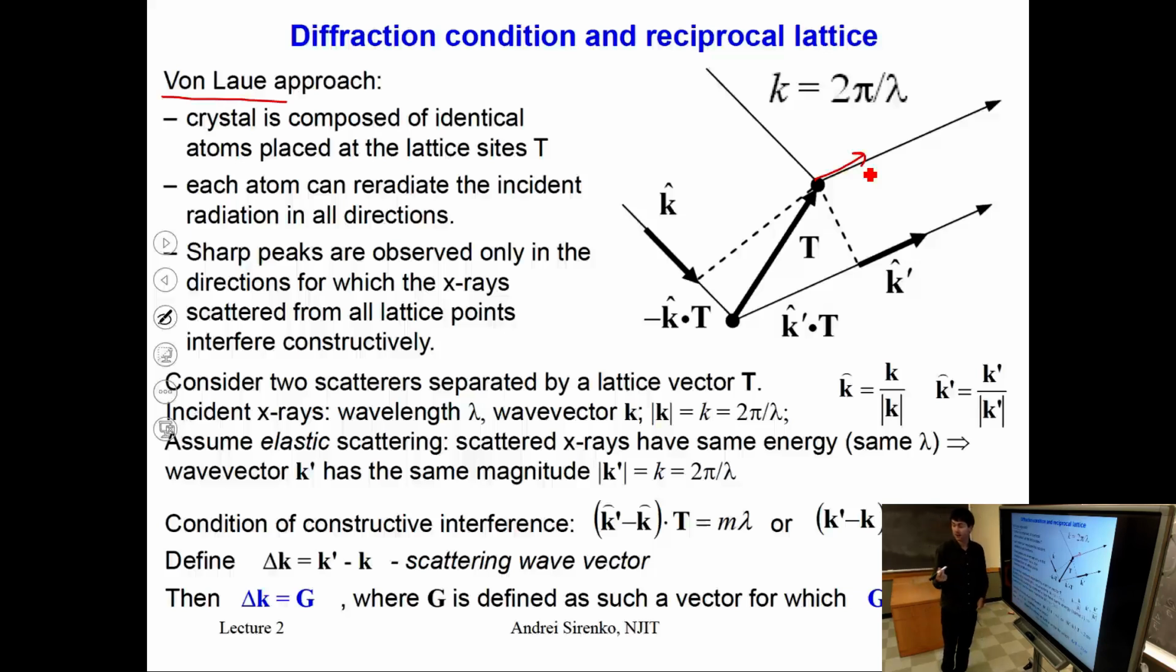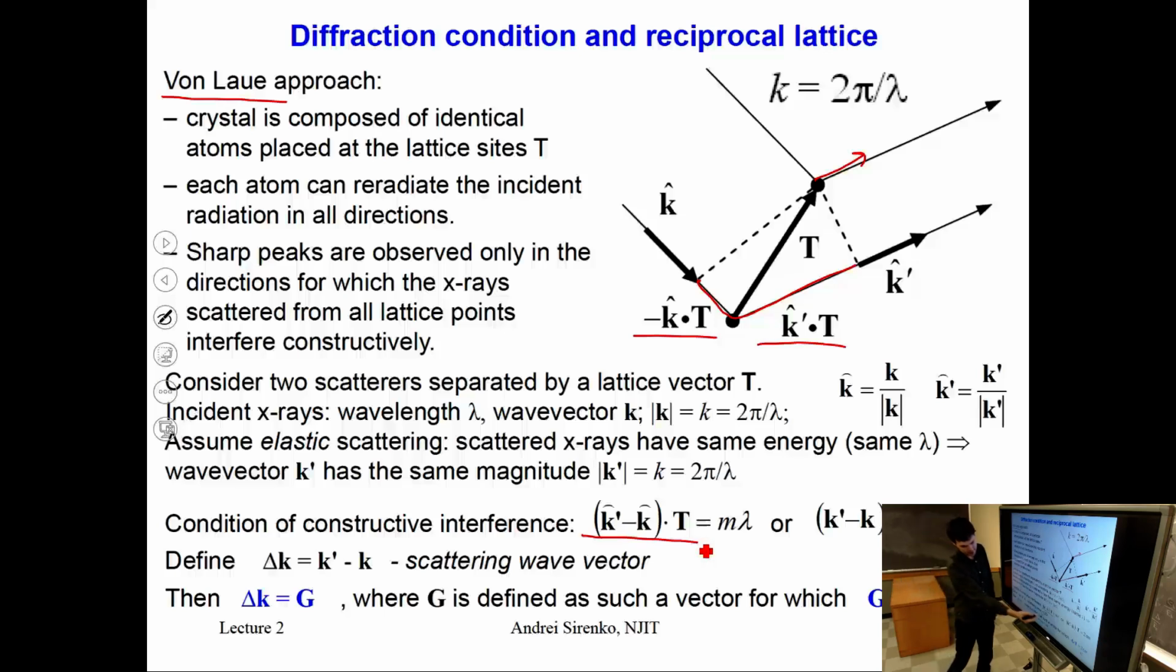In order to have constructive interference from these two, it's the same approach as for figuring out the Bragg law. You figure out the optical path difference traveled by these two waves, and it happens to be these two segments here, given by k dot t and k prime dot t. So minus k dot t and k prime dot t. The total difference in optical path is given by this, and this has to be equal to an integer number of wavelengths. So it's important to know the wavelength of the light that you're shining on your crystal.